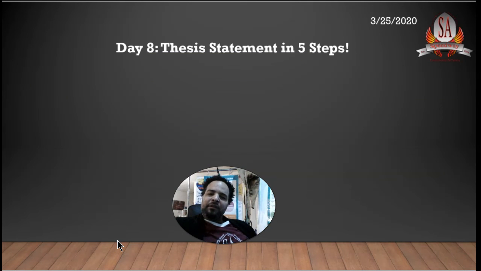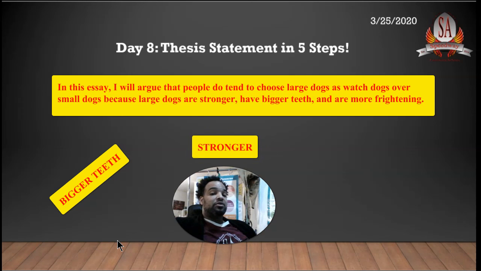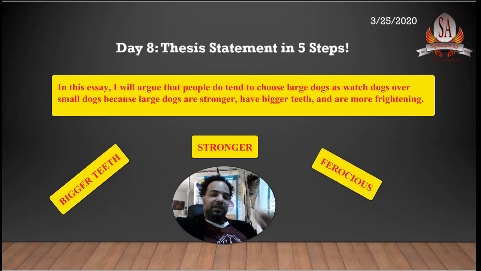So the examples to support my position that I do believe that people tend to choose larger dogs as watchdogs over smaller dogs are 1, large dogs have bigger teeth than smaller dogs. 2, large dogs are stronger than smaller dogs. And 3, large dogs are more frightening than smaller dogs. Okay guys, so these are text details that you should be able to explain based on information from the text and your own personal experiences. That gives you your belief or your opinion or your position about the topic.